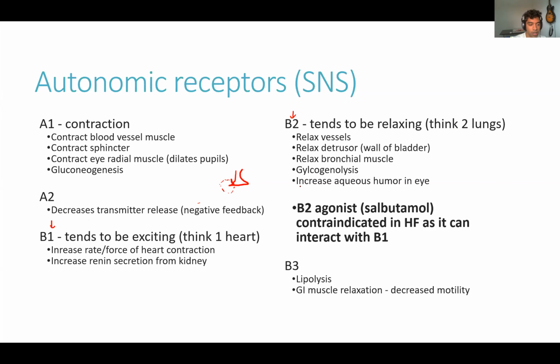We do not use a B2 agonist in heart failure. The B2 agonist will be used in asthma when a person doesn't have heart failure. That's because if we give a B2 agonist to relax the lungs, there is a chance of cross-reactivity, which increases activation of B1. That would be very bad for a person in heart failure, because in heart failure your heart's working too hard. It'll lead to even more hypertrophy and exacerbation. B3, don't need to worry about too much. It's just related to lipolysis and gut muscle relaxation.